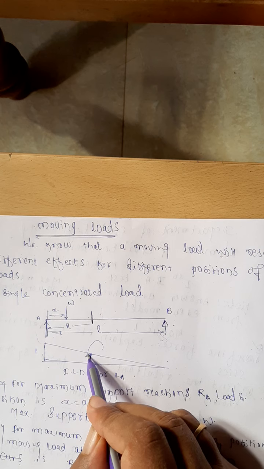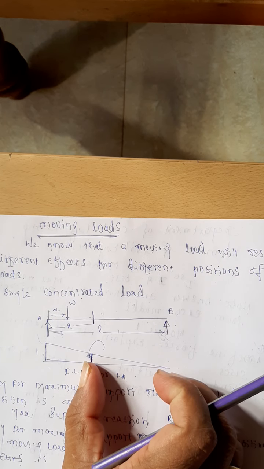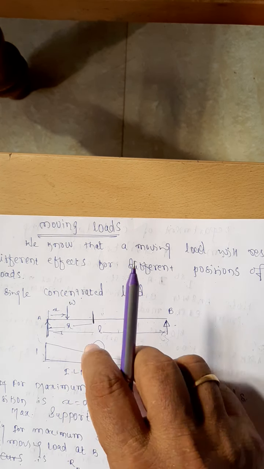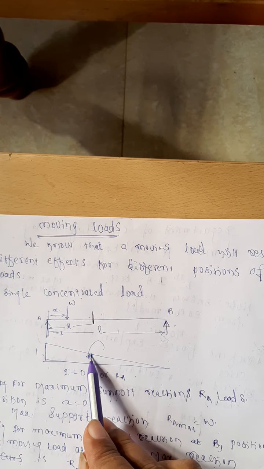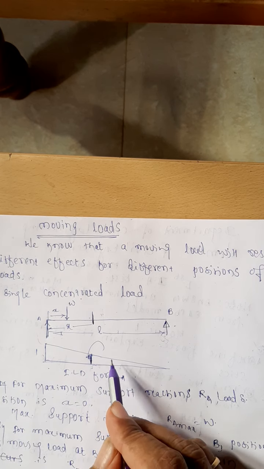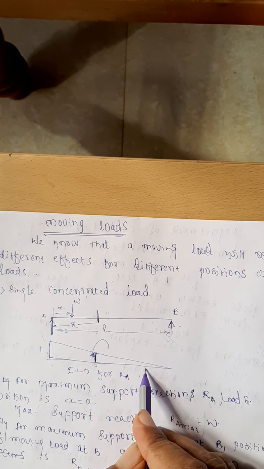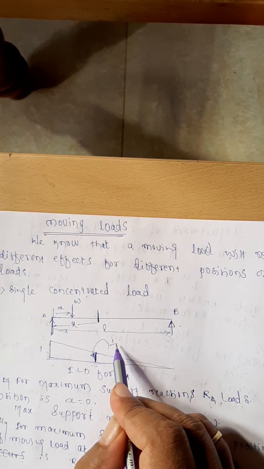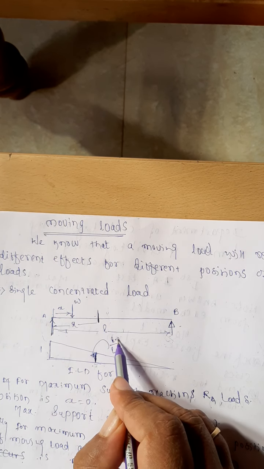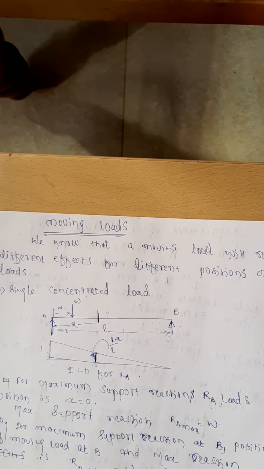This distance is equal to L minus x, divided by L, will be this ordinate. If this ordinate is L minus x, this ordinate will become L minus x. Therefore, this ordinate is equal to 1 divided by L into L minus x. That we have studied already, right?